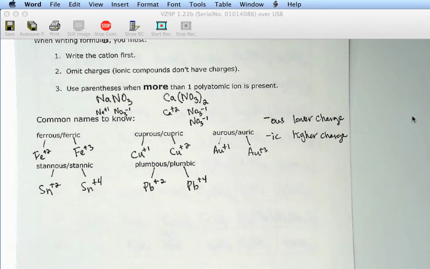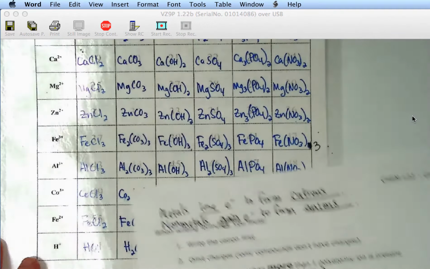So ferrous is always Fe plus 2. It's never going to be different. Knowing those will make your life a lot easier. We're going to put this together now, because I've shown you how to write the formulas for compounds, and now I'm going to show you how to name them. So we'll get into that fun stuff.